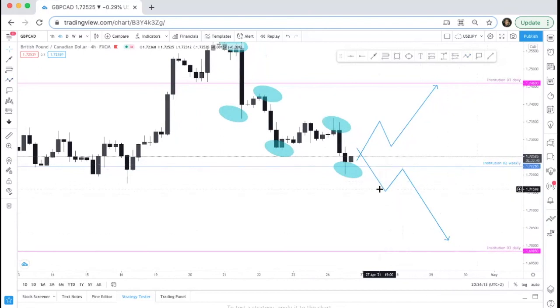Bullish or bearish, we trade both. We see what the market presents and we trade it.